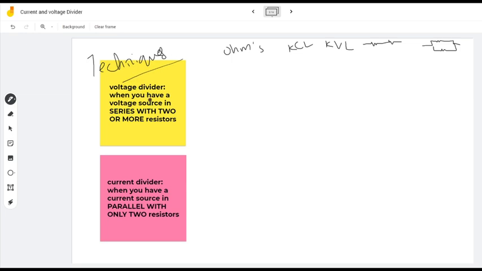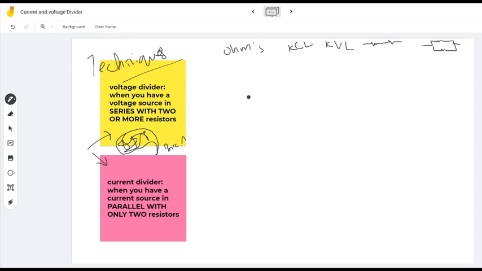Okay, now what is this voltage divider? So I put up a mental note for you guys. Alright, so these are the two mental notes that you have to remember when you want to use voltage divider or current divider. Okay, so for voltage divider, what is it?